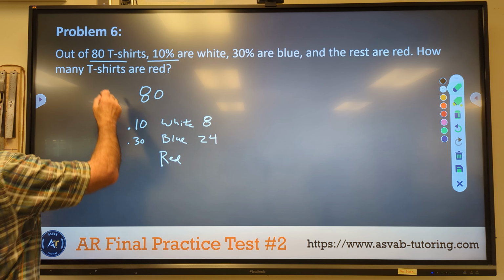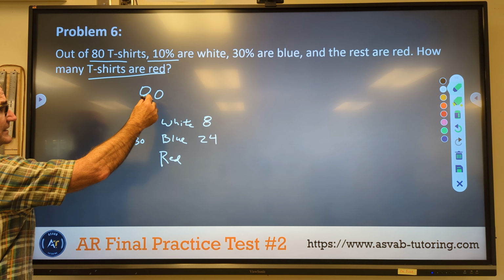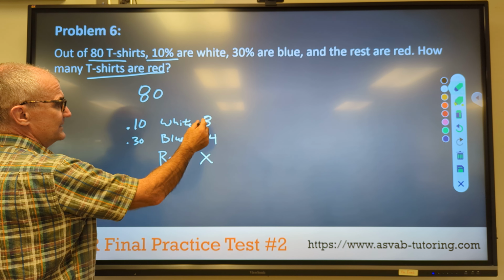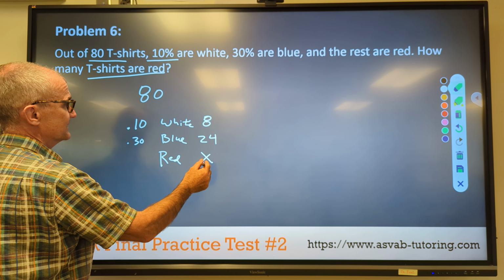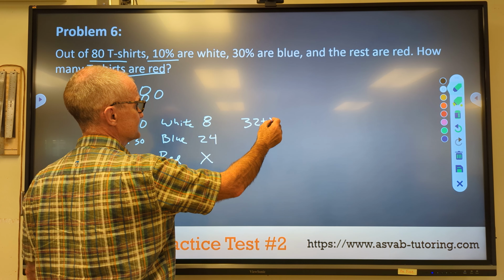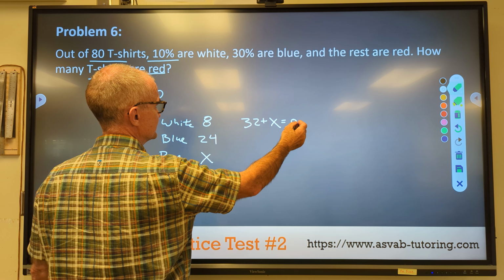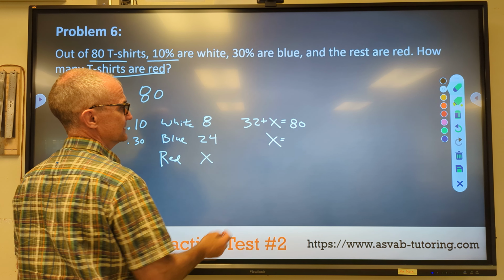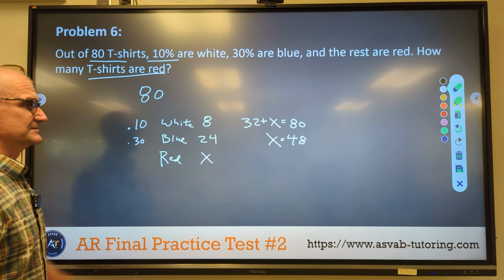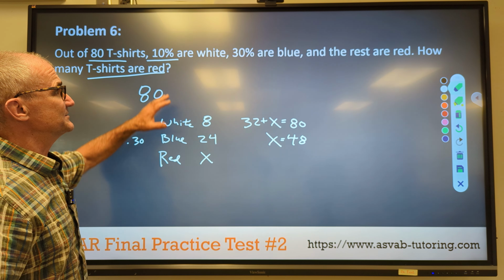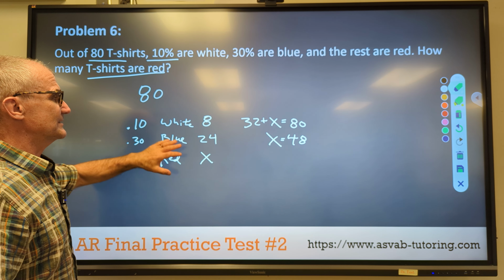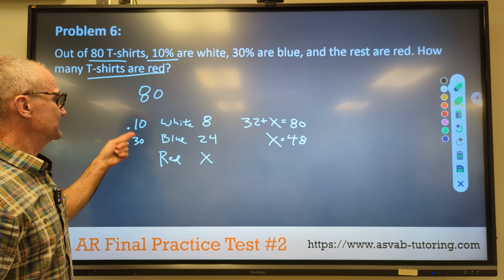How many t-shirts are red? So how many are red? So I got a total of 80. I got 8 white, 24 blue. How many red? So 8 plus 24 plus x equals 80. 8 plus 24, 32 plus x equal 80. Subtract 32 from both sides. What is that? 48. 48 red t-shirts. Biggest part of the problem is really just being able to convert that sentence into like a diagram. And then once you do that, it's pretty easy to figure out once you have your percents.